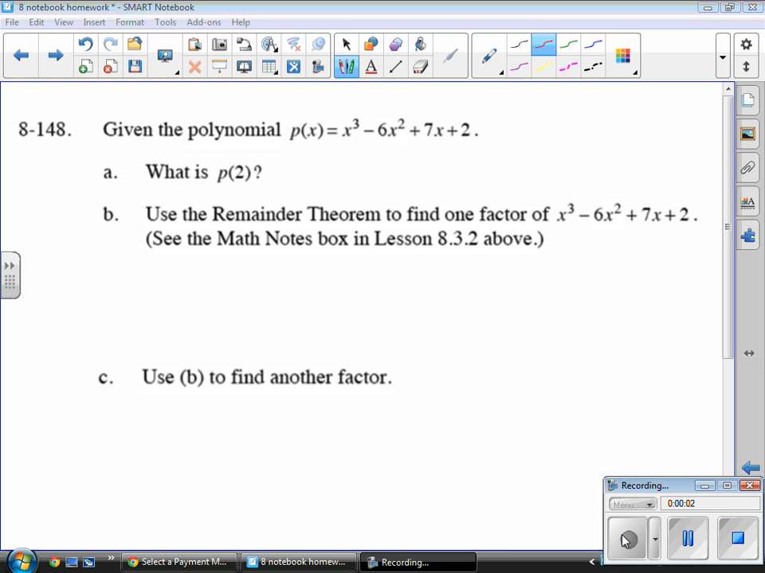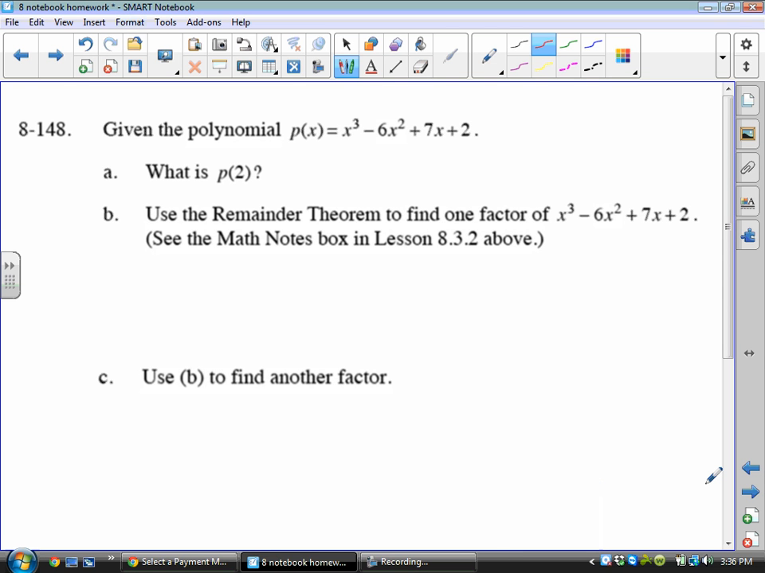This is problem 8-148 from section 8.3.2. Given the polynomial p of x equals x to the third minus 6x squared plus 7x plus 2. Part A, what is p of 2? So all we're doing is plugging in 2 for every x value.